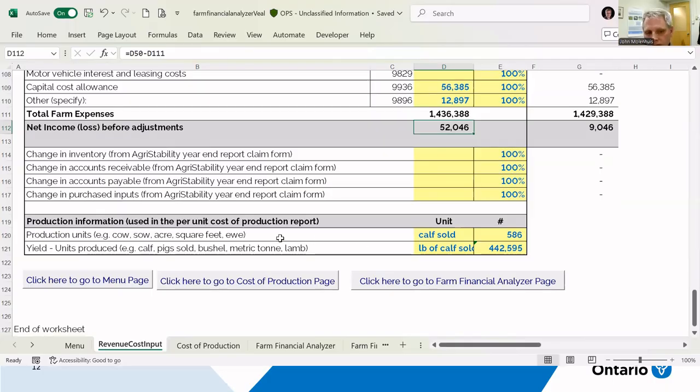And then here's the only production information asked for. Veal is a little different. You don't really have a production unit per se. It could be by barn space or by facility. If you're on acres and bushels of corn, it's a little more linear, but this is just choosing what I want my per unit basis on. So here I've just taken the numbers from the budgeting tool. We sold 586 calves, and that came out to 442. So that's all of the input information here, straight from your income tax information.